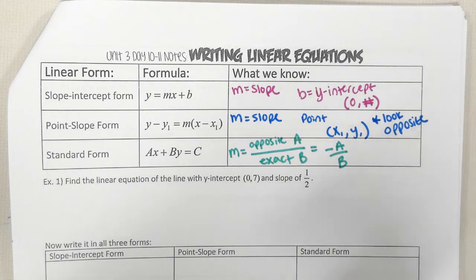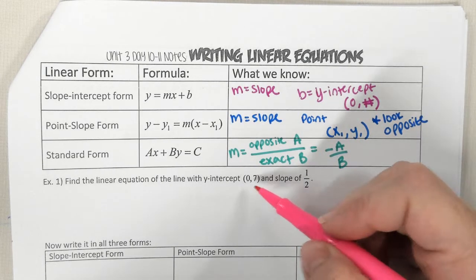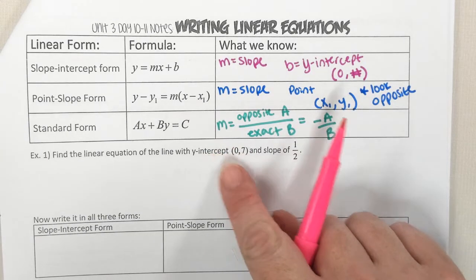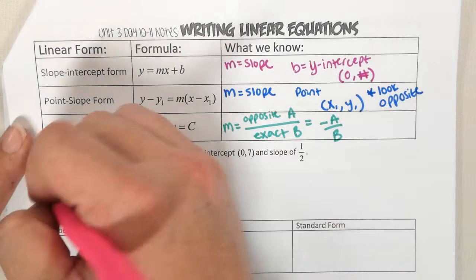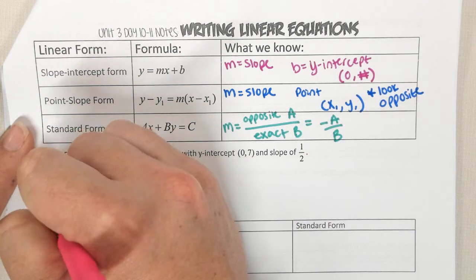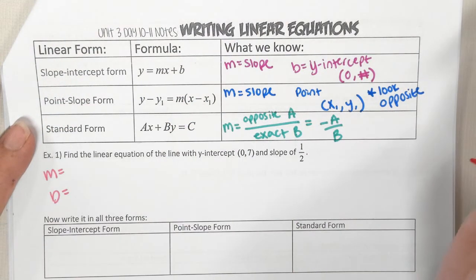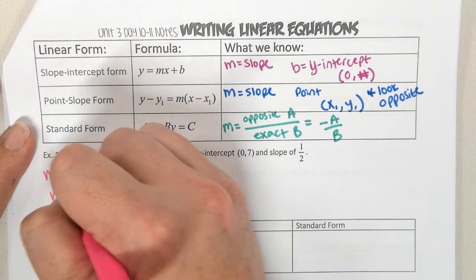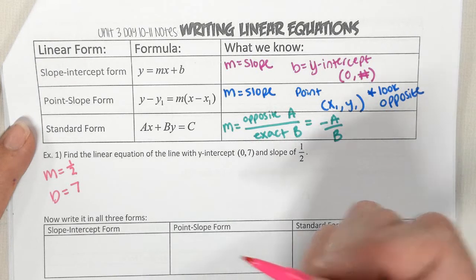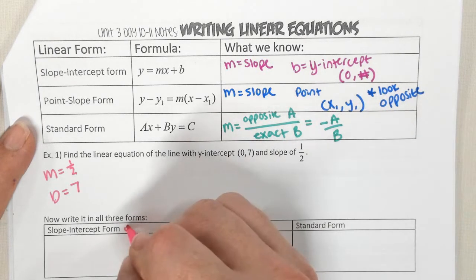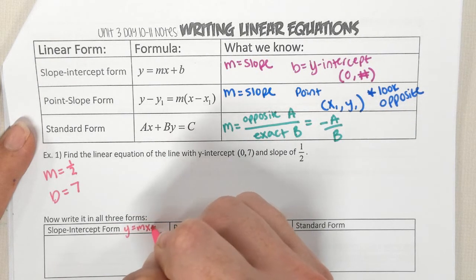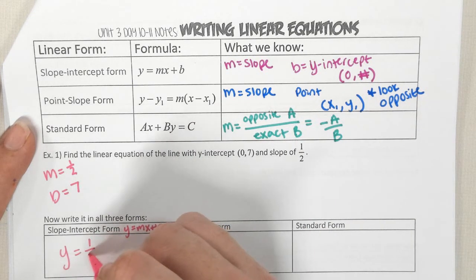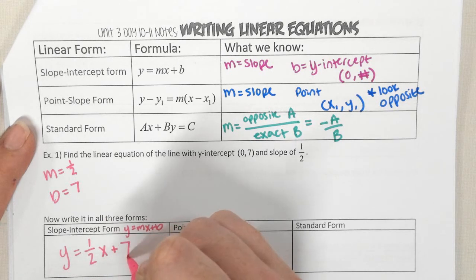So it says find the linear equation of the line with the y-intercept of (0, 7) and the slope of a half. So knowing that, if we have our y-intercept and we have our slope right away, we can plug it into slope-intercept form, right? So what was my slope? 1 over 2. And what was my y-intercept? 7. So what is my slope-intercept form? Which, remember, is y equals mx plus b. So y equals 1/2 x plus 7.